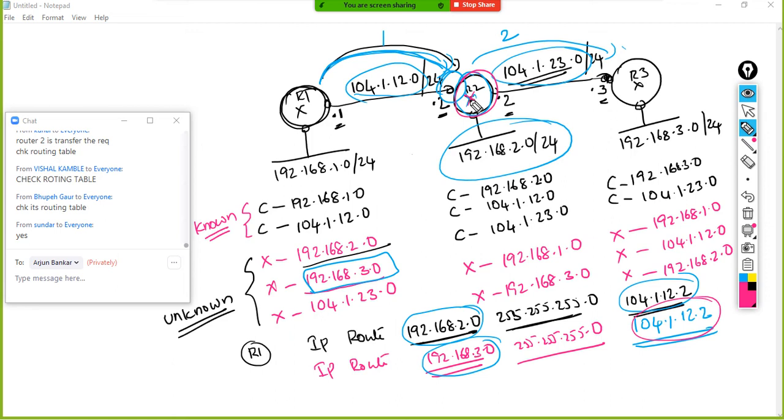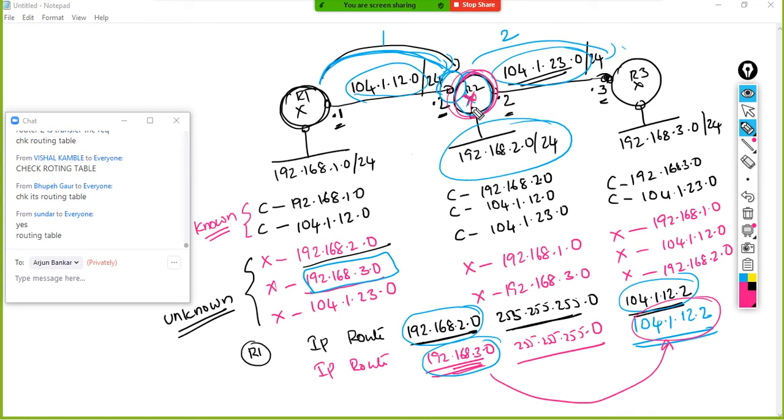These are the basic stuff. Now you are saying that to reach the 192.168.3 network, the next stop is 104.1.12.2, which is router 2. The moment router 2 receives it, what is router 2 going to do? Vishal is saying that it's going to check the routing table. Good. Bhupesh also says it's going to check the routing table. Right, guys?